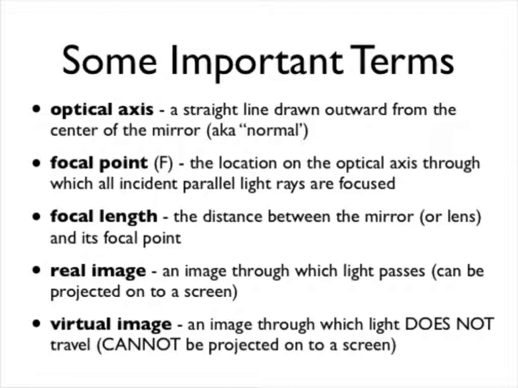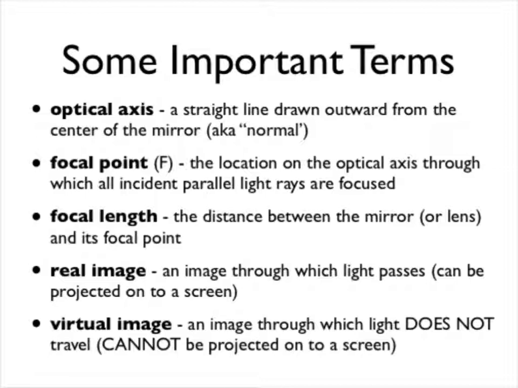vocabulary that I want to make sure everybody's on the same page with. The first term that we're looking at is optical axis. The optical axis is a straight line drawn outward from the center of a mirror, similar to the normal when we were looking at specular and diffuse reflection. We also have the focal point, which is marked with a capital F, and it is the location on the optical axis through which all incident parallel light rays are focused. There is the focal length, and that's just the distance between the mirror and that F point, or that focal point on the mirror.